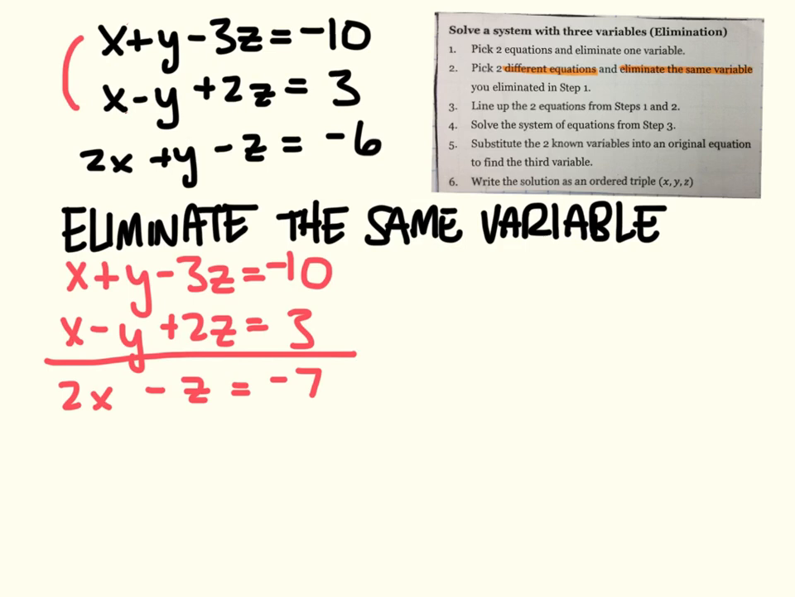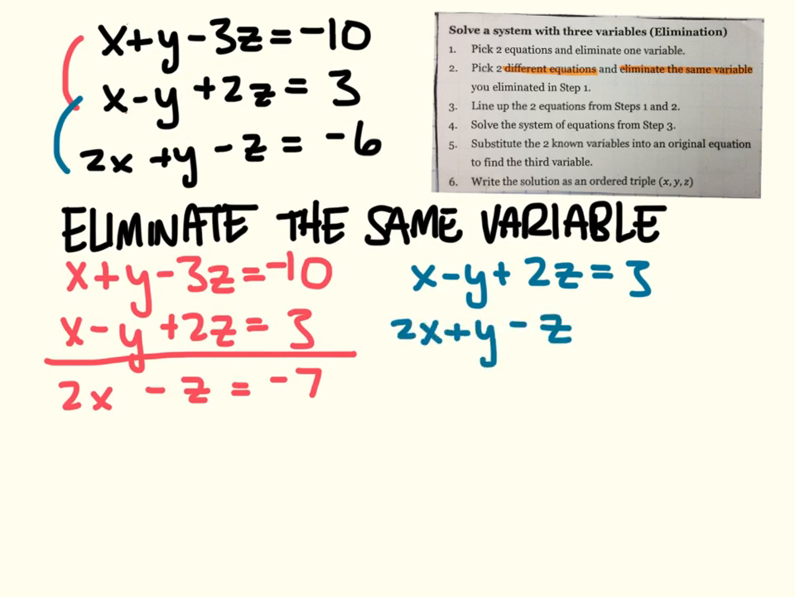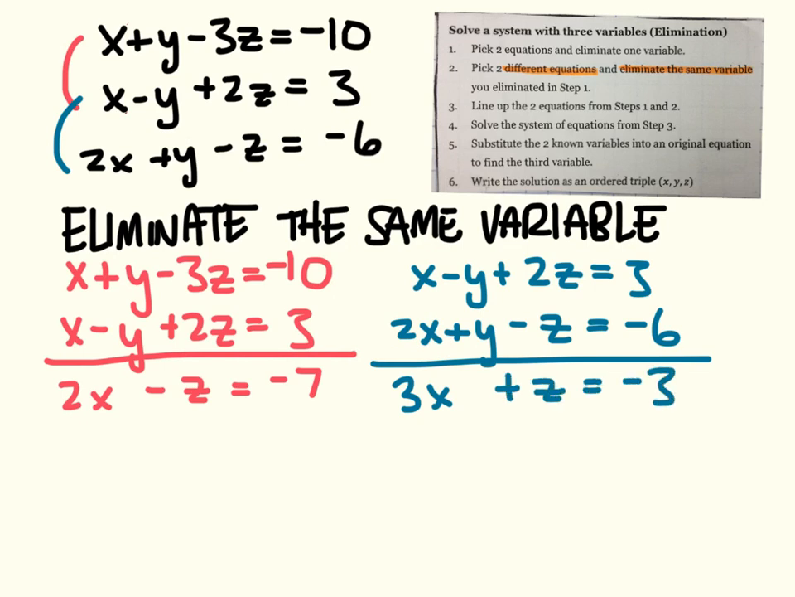So now I can do like 1 and 3 or 2 and 3. Since I'm trying to eliminate y, 2 and 3 are already set up pretty nicely. So I'm going to take x minus y plus 2z equals 3 and 2x plus y minus z equals negative 6. And whenever I do elimination here, the y's cancel again. I have 3x plus z equals negative 3.